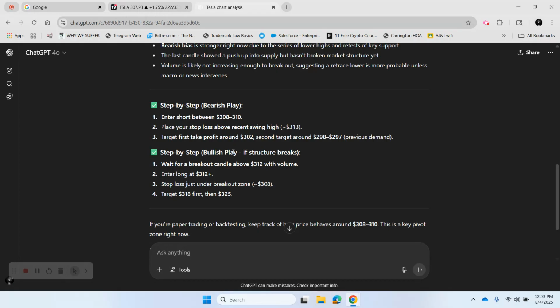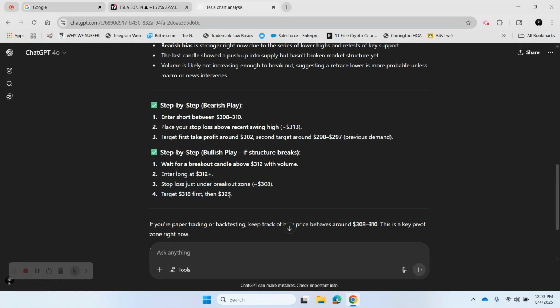Step-by-step for the bullish play: wait for a break above 312 with volume. Enter long at 312 plus. Stop loss on the breakout zone of 308. First target would be 318.